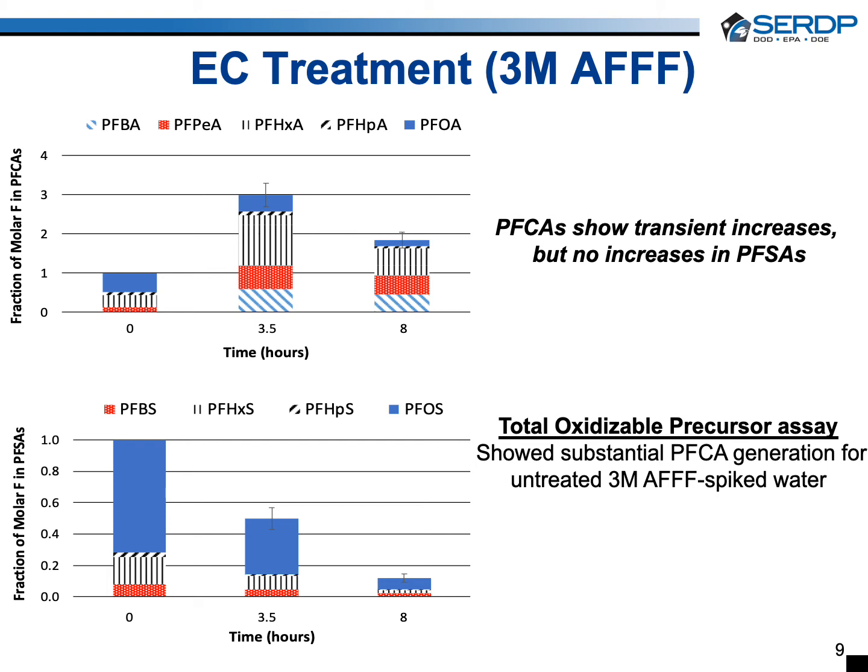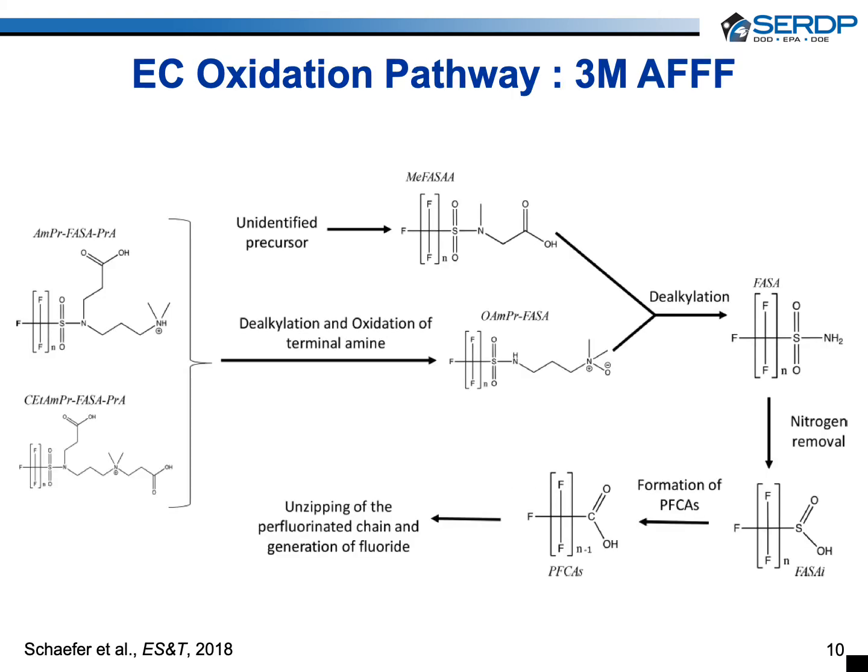So this was a very satisfying finding. Putting these results for the 3M AFFF spiked groundwater together, we developed an oxidation pathway starting with some of the most abundant precursors that we found. Basically all the intermediates that you see here were compounds that we were able to identify as transients through our high-res mass spec analysis of these electrochemically treated waters.